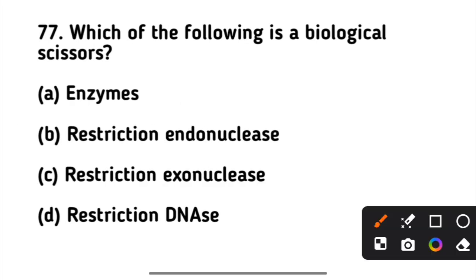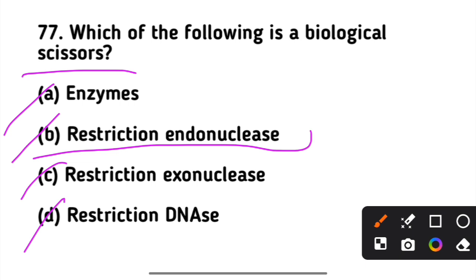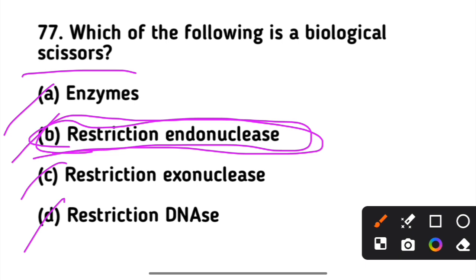Next, which of the following is a biological scissors? Options: enzyme, restriction endonuclease, restriction exonuclease, restriction DNase. Option B is correct, restriction endonuclease. Which of the following is a biological scissors? Option B is correct, restriction endonuclease.